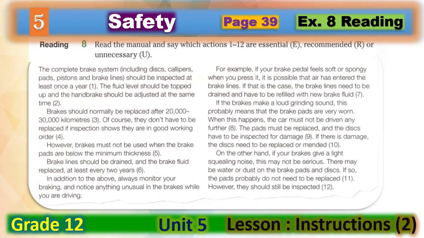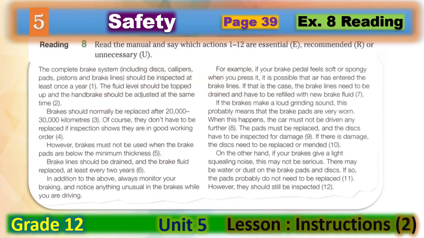Now, it's time to do our first activity of our lesson today. Open your course books, page 39, exercise number 8. In this exercise, we have 12 numbered actions. Your job now is to read them carefully and classify them into 3 main categories. If the action is essential, write the letter E. If you see that the action is a recommended action, write the letter R next to it. Finally, if the action is unnecessary, write the letter U next to it.